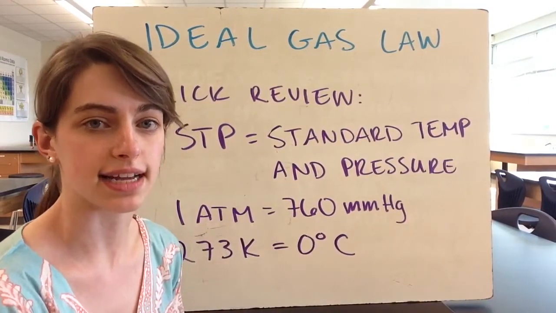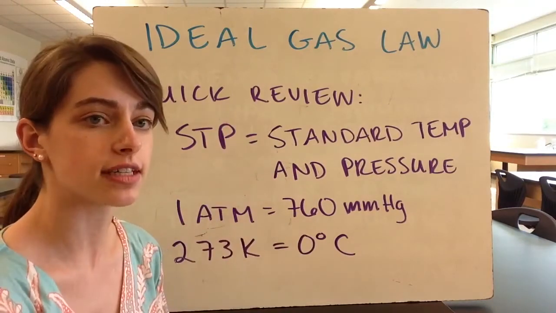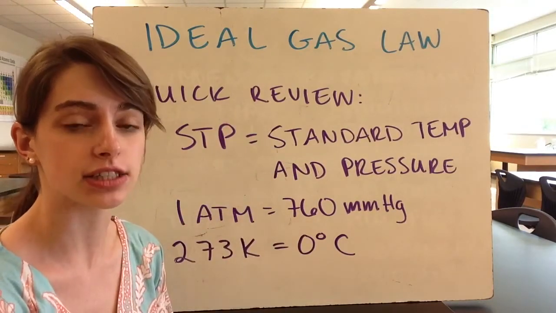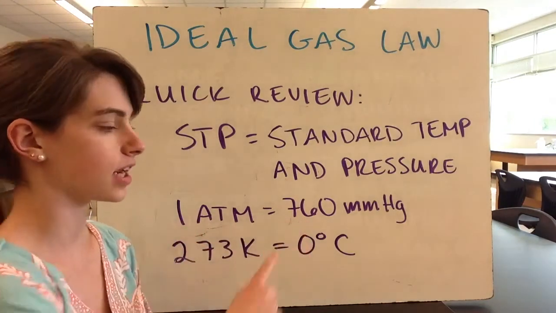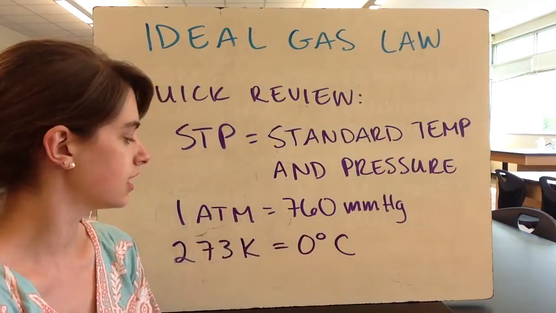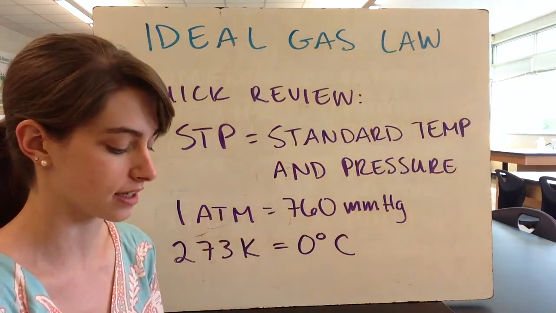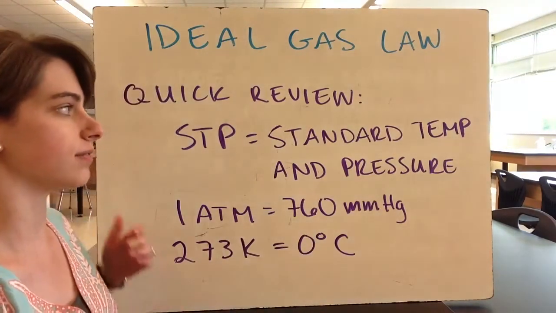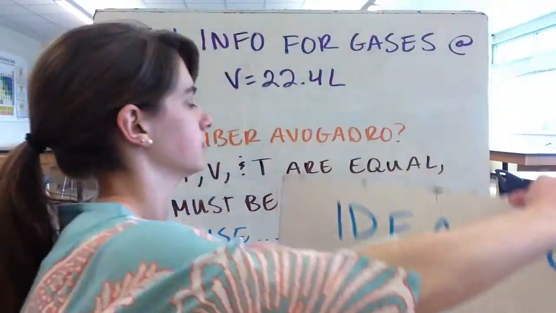So let's talk about gases in just a little bit more detail. A quick review, because we're going to reference it a lot. STP means standard temperature and pressure. Standard pressure is 1 atmosphere or 760 millimeters of mercury. Standard temperature is 273 Kelvin or 0 degrees Celsius. Those are just some facts that we're going to need to keep in mind.